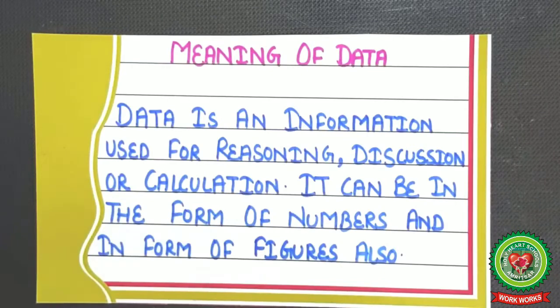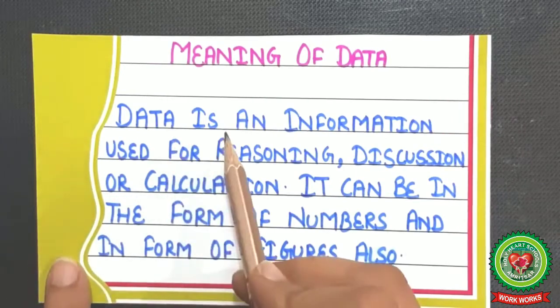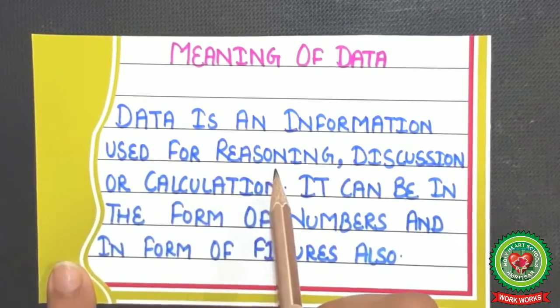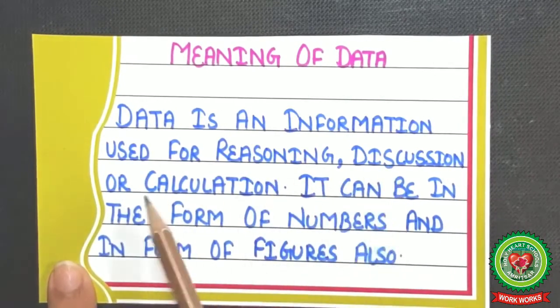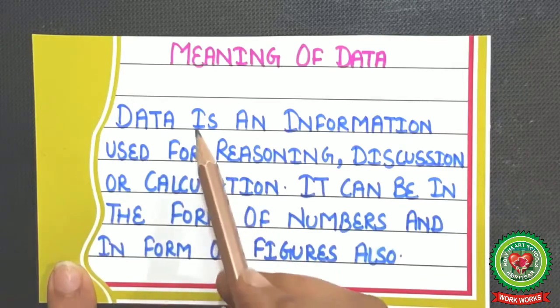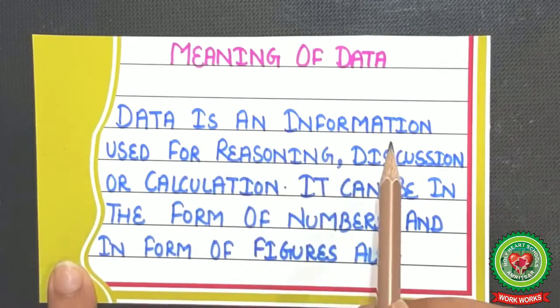So now let us understand the meaning of data. What is data? Data is information which is used for reasoning, discussion or calculation. It can be in the form of numbers and in the form of figures also. So, in simple words, we can say that data is information.